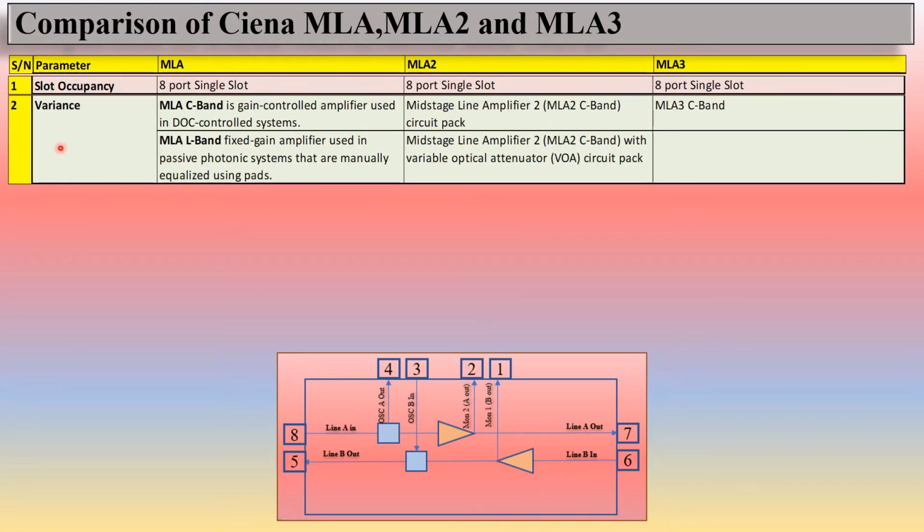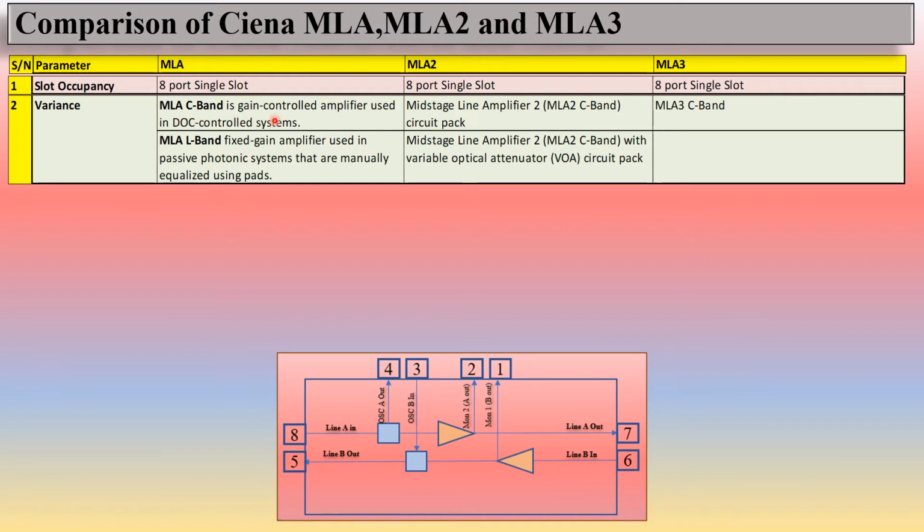The second one is the variants. So there are two types of MLA. Not exactly types, but there is C band and L band. So MLA C band and MLA L band. MLA C band can support the C band channels, and MLA L band can support the L band channels.